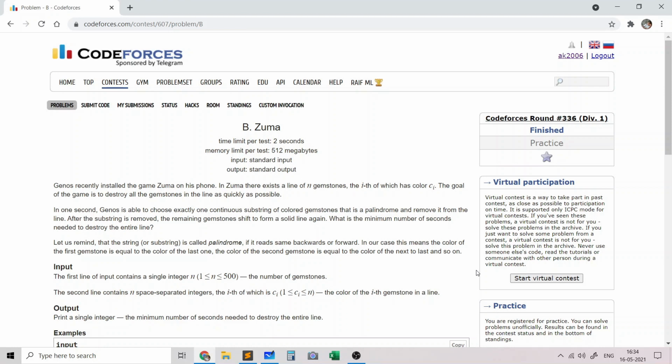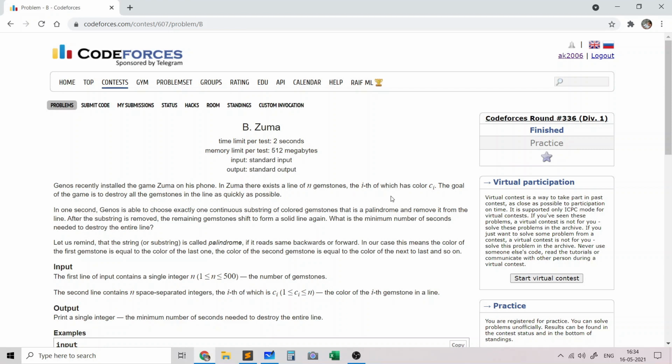In this problem, we are given an integer n, which is up to 500, which suggests an n cube solution will work in 2 seconds. And we are given n space separated integers, where Ci denotes the color of the ith gemstone. So the story behind this problem is that there are n gemstones with colors C1 up to Cn, and each color is from 1 to n.